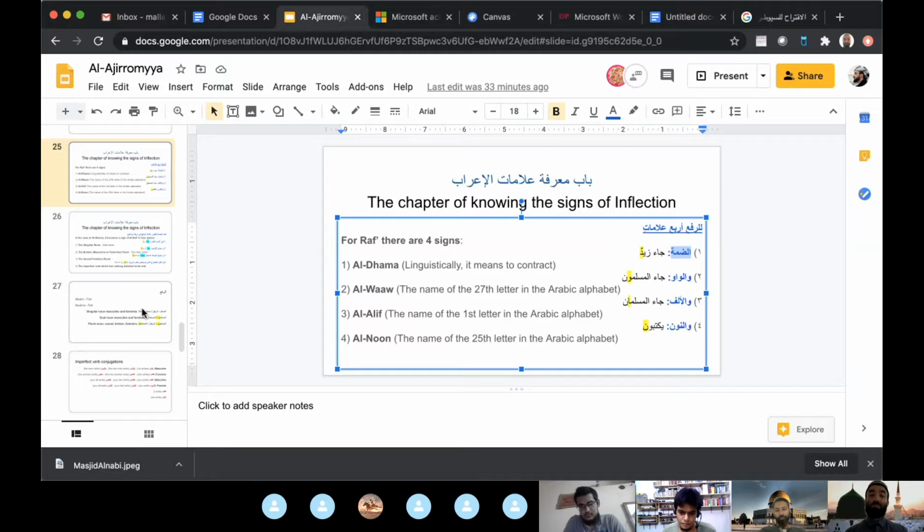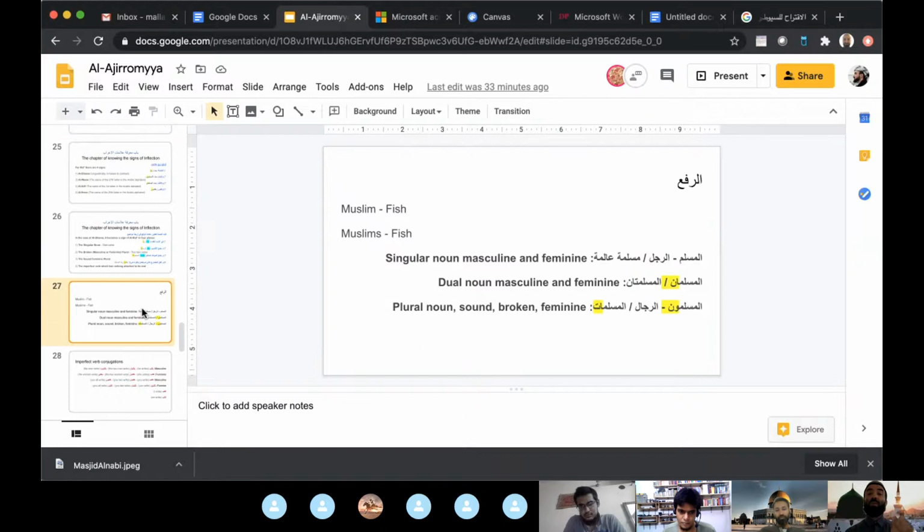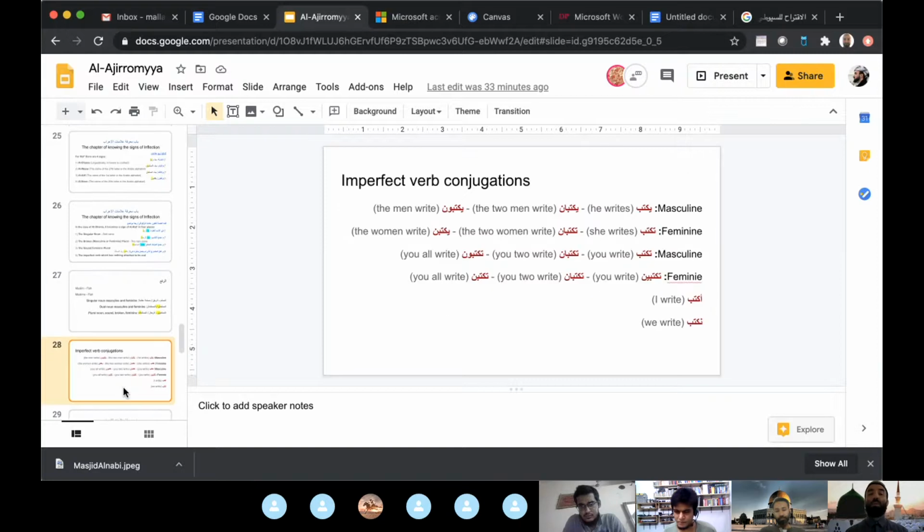Zaid hit Amr. As soon as you see that dhamma on Zaid, you know it has the inflection of Rafa. And once you know it has the inflection of Rafa, you automatically know that Zaid is the subject, that he's the one who is beating, who is doing the actual hitting. So that was the sequence that we mentioned last week, and the sequence is true with all signs of inflection.